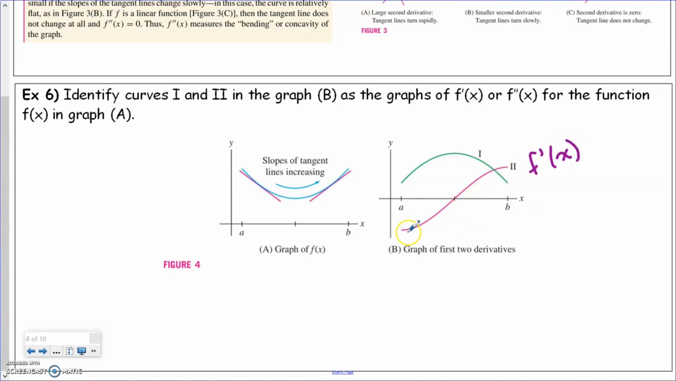Now, if you think of it this way, notice that here we are increasing. That means the derivative is going to be positive. Because we're always increasing, the derivative is always positive. So this is going to be f double prime of x. Okay, again, we're doing a lot more with graphs in the next unit.